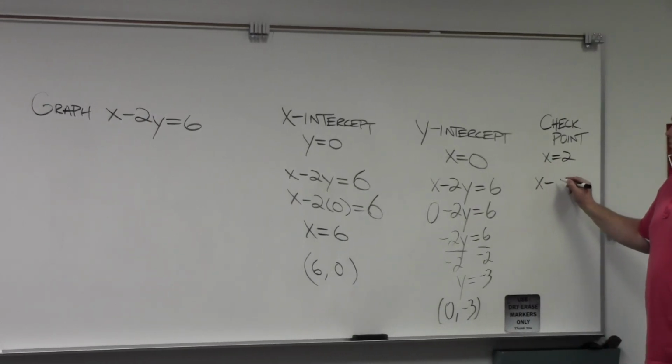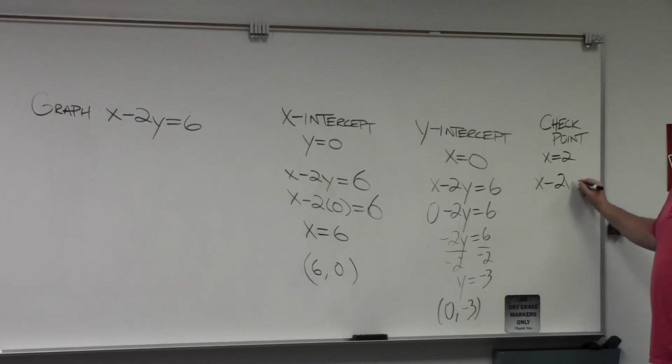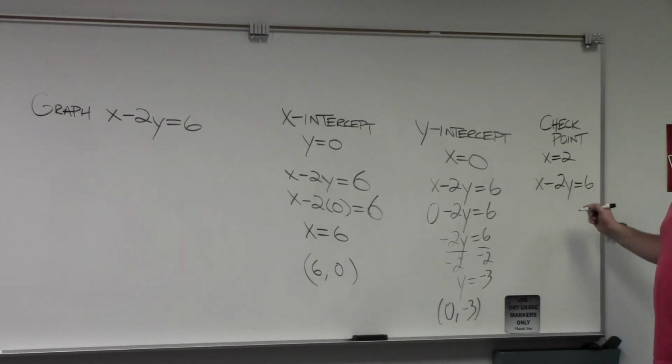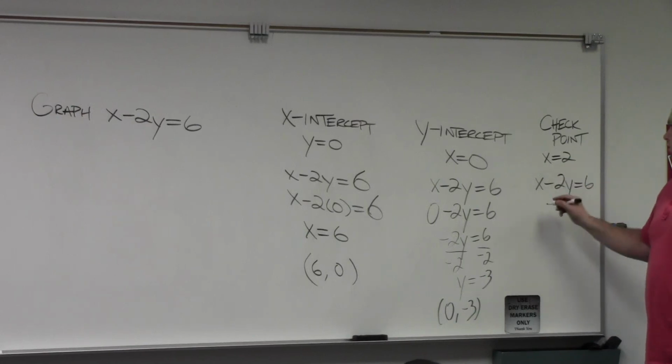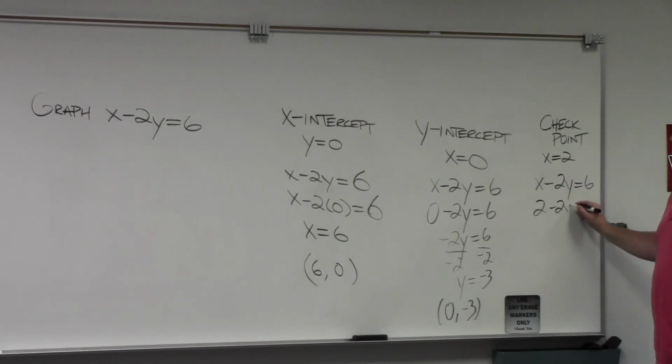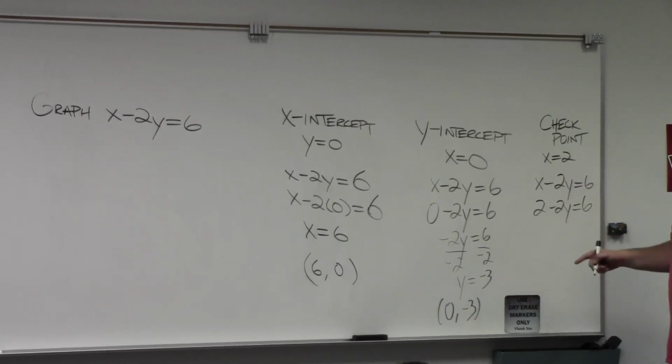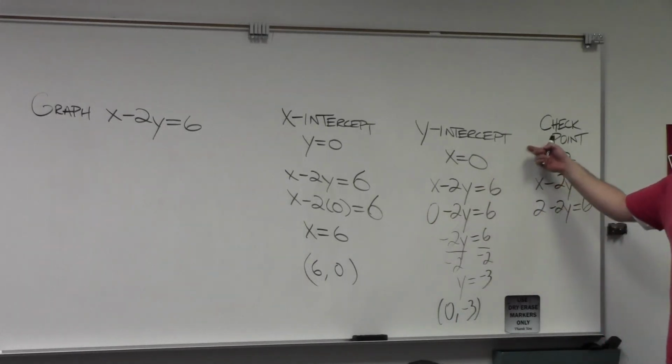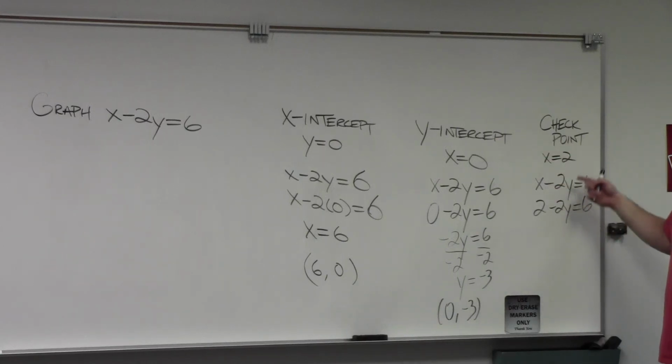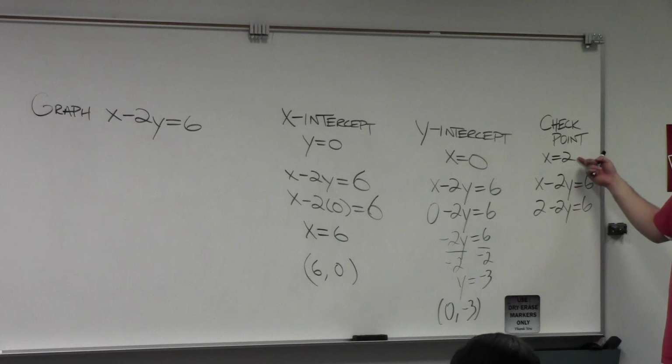Do you have to always do a checkpoint? Some instructors want you to have 3 points. Actually, most of them do. She didn't show us how to do that, but she wants 3 points. Well, if you have an x and a y-intercept, that's only 2 points. You're going to have a third point somehow. Basically, I'm just picking a random value. Whatever you want.